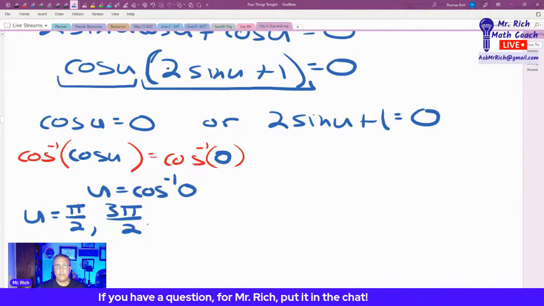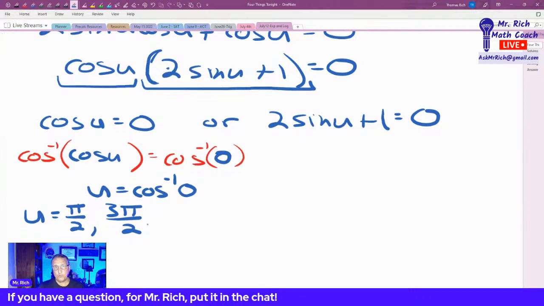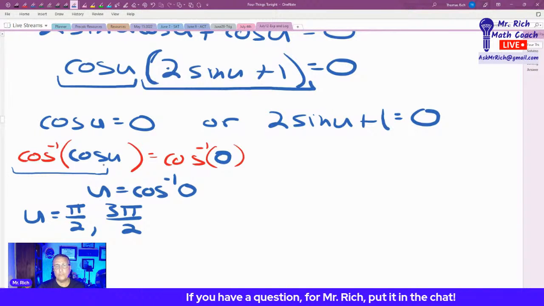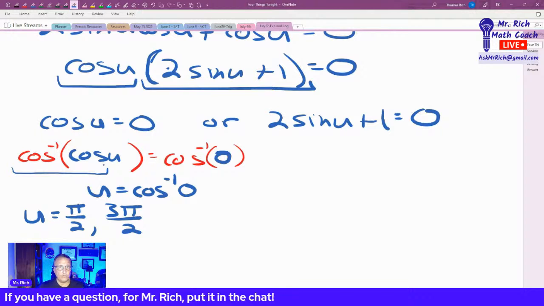All right, so my point in the context of logs and exponentials, which is the topic of this video, is that I just used an inverse operation, because cosine and arc cosine are inverse functions of each other, just like exponentials and logs are inverses.